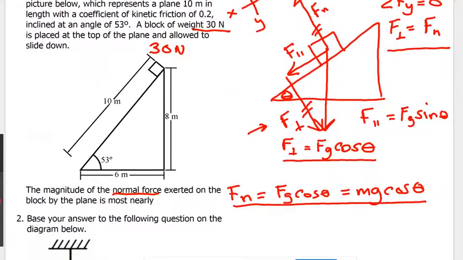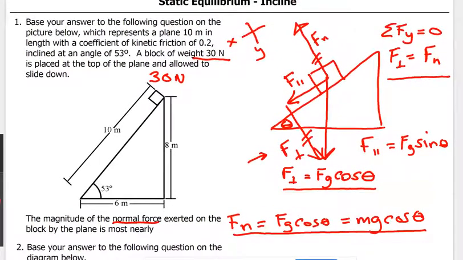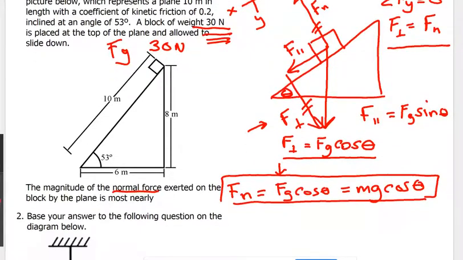Now all you have to do to get the normal force is plug into this equation here. Now we don't have m, we have FG. How do I know? Because it's a 30 Newton box. That's FG, because it's in newtons. Let me see if I can help.